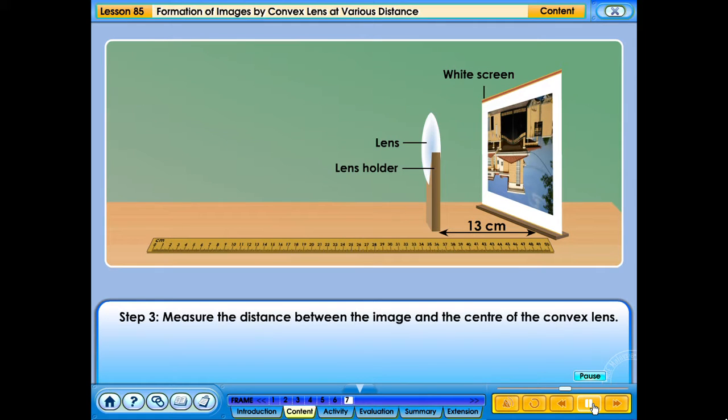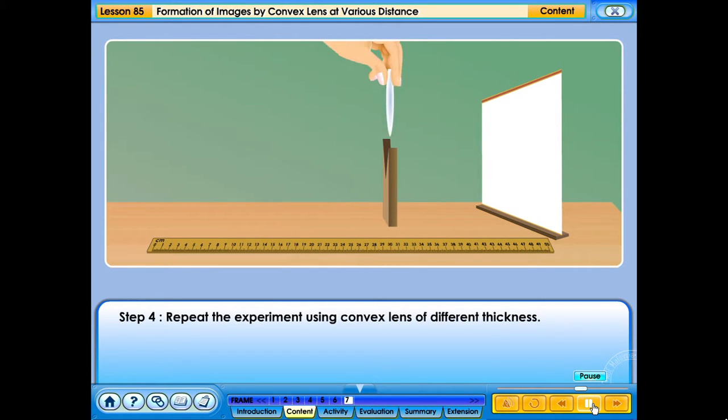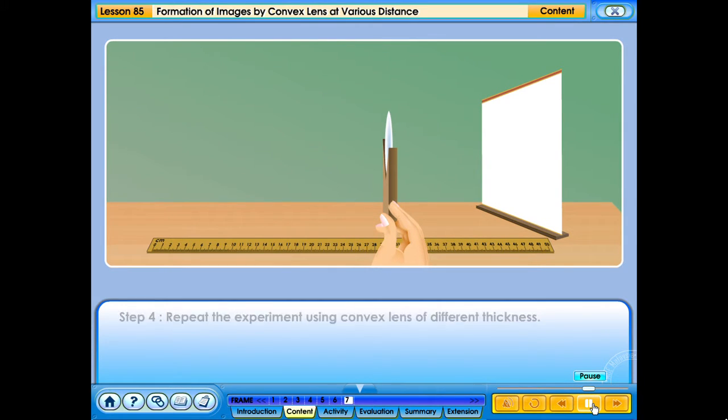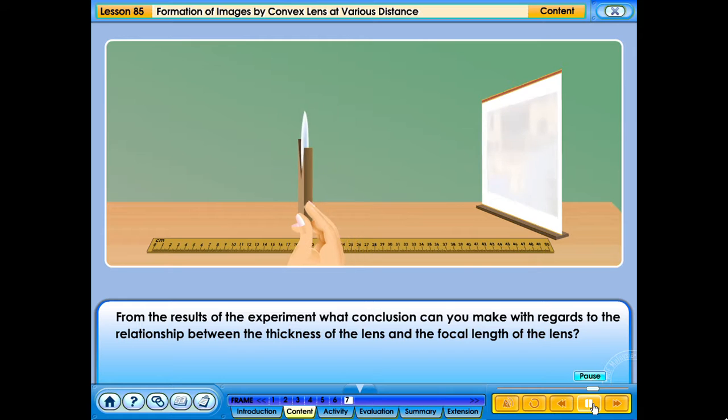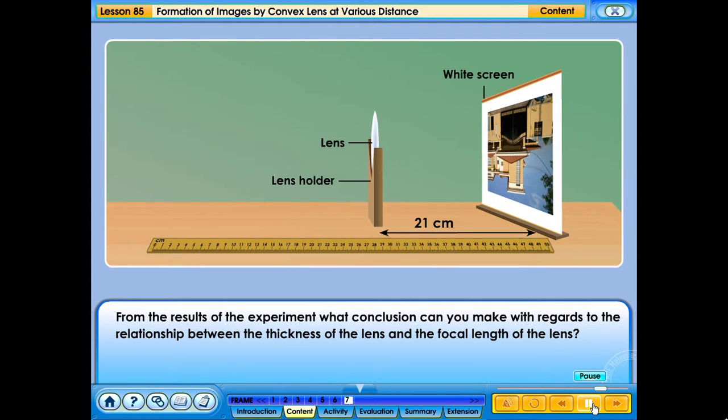Step 3. Measure the distance between the image and the center of the convex lens. Step 4. Repeat the experiment using convex lens of different thickness. From the results of the experiment, what conclusion can you make with regards to the relationship between the thickness of the lens and the focal length of the lens?